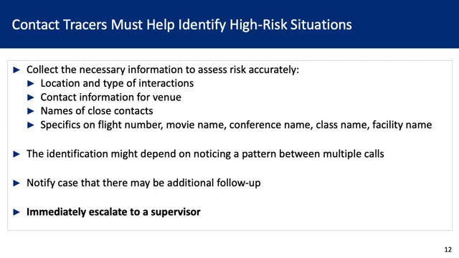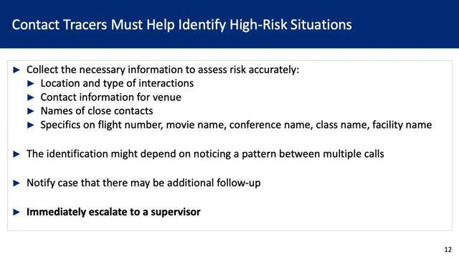You'll need the names of their close contacts as best they can remember, but perhaps even details about contacts that they're not able to remember. You'll need specifics about where they've been. So if they were on a flight or a train, if they went to a movie theater, which movie did they see and what time was it? If they were at a conference, what's the name? If they were in a class, who's the teacher and where's the school? You'll need facility names. And this will all help you with helping to control transmission in this scenario.